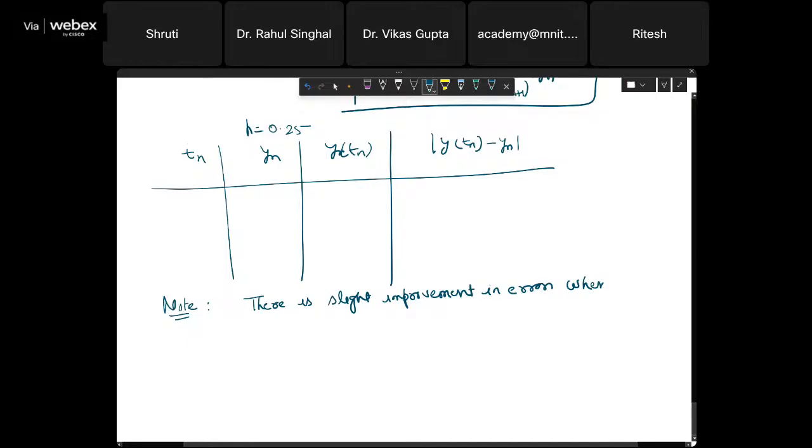Then we apply the backward Euler. Okay, so this is actually the case that it does not much improve. Okay, so only the slight change will error, and also it shows the same pattern.